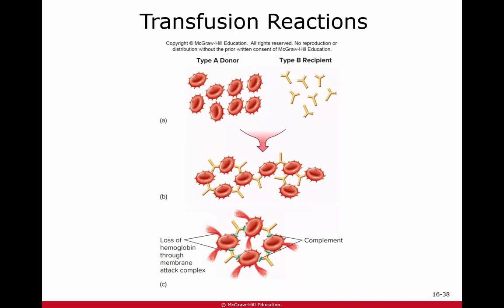And when the transfusion reaction happens, it basically just causes the red blood cells to kind of fall apart, and these complement proteins will cause this membrane attack complex to attack those red blood cells, and so they just kind of fall apart, and we call that agglutination.